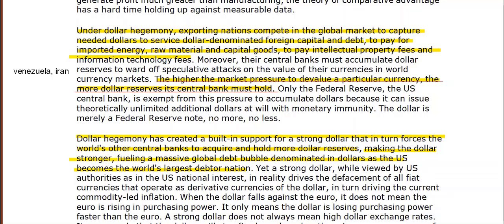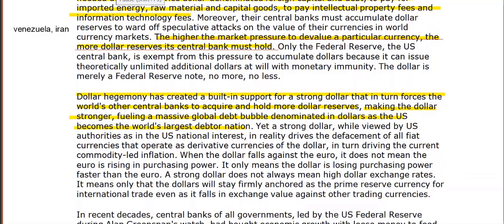Only the Federal Reserve, the U.S. Central Bank, is exempt from this pressure to accumulate dollars because it can issue theoretically unlimited additional dollars at will with monetary immunity. The dollar is merely a Federal Reserve note, no more, no less. We all know that. So every other central bank has to hold a certain amount of dollar reserves except the Bank of International Settlement, which is basically the governor, and the Federal Reserve, because the Federal Reserve can print as many dollars as it wants. And every other economy has to respond to that.